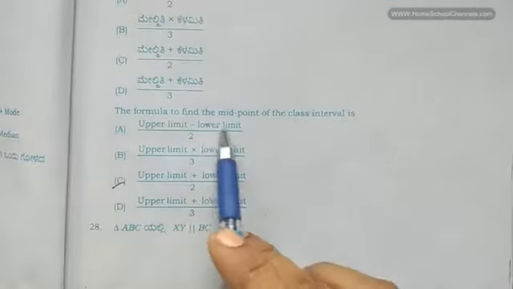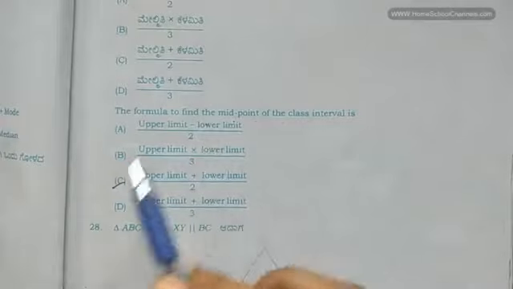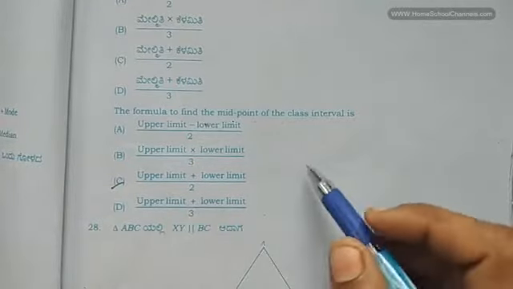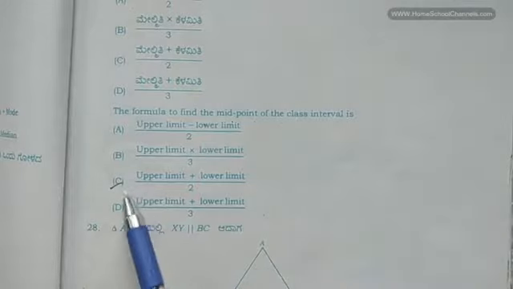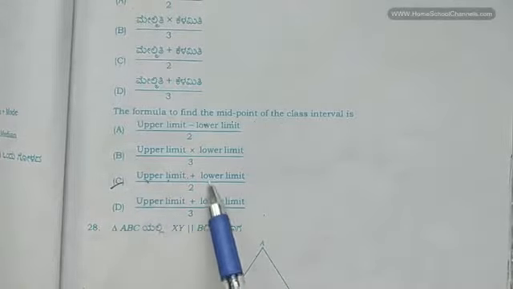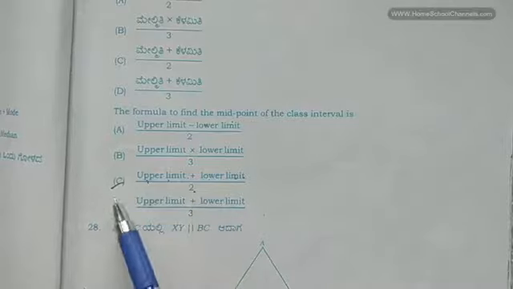27th one, the formula to find the midpoint of the class interval is. Class interval midpoint. What is the formula? Lower limit plus upper limit by 2. Here you have in option C, upper limit plus lower limit by 2. Option C is the right answer.